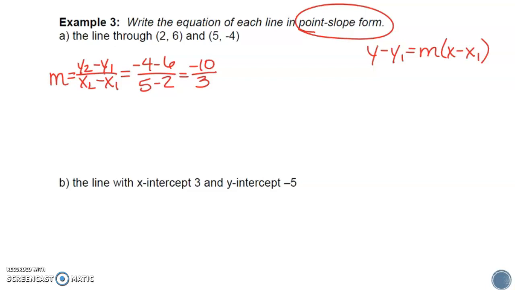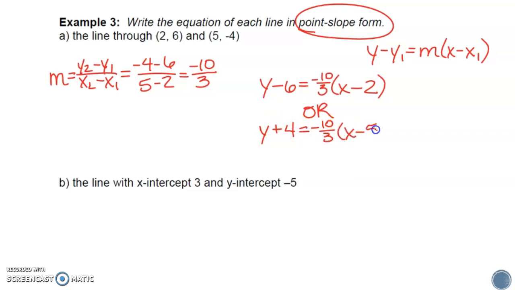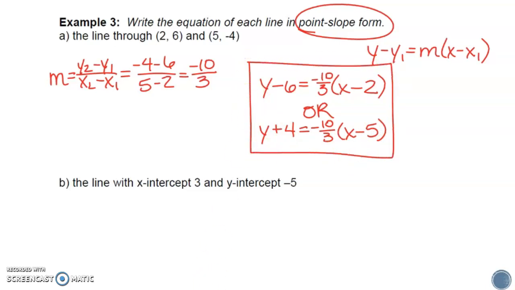Whenever I use point-slope form to write the equation of my line, I have a choice. I can use my first point in the slope or the second point in the slope. So the options for this are y minus 6 equals -10/3 times x minus 2. So this is one option. Or my other option comes from using my slope and my second point. So I could write y plus 4 equals -10/3 times x minus 5. And either of these would be acceptable answers. I would not count either one of them wrong.